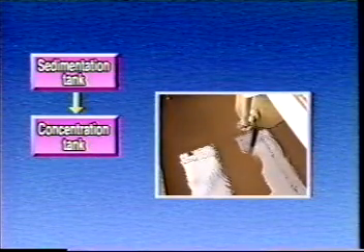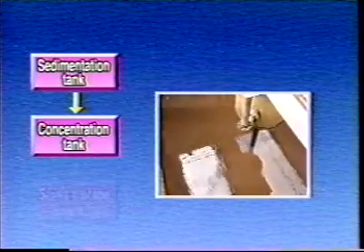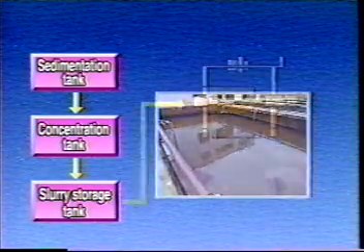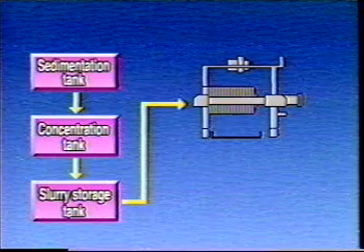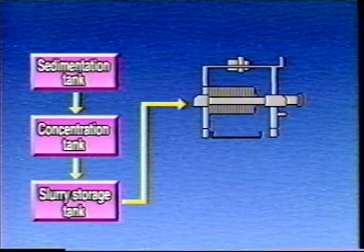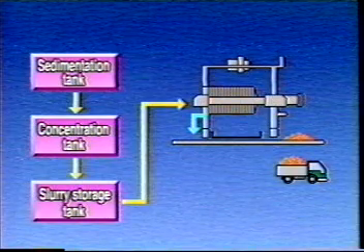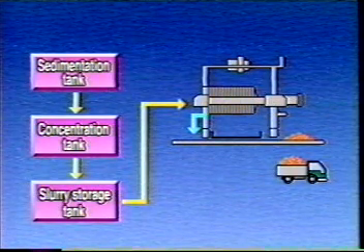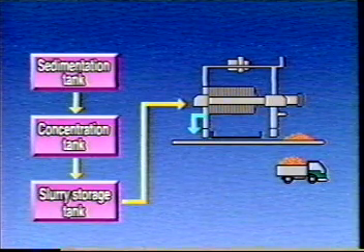After the slurry is concentrated in the concentration tank, it is temporarily sent to the slurry storage tank. The slurry is filtered and compressed in the filter press, separating it into filtrate and cake. The separated cake is then carried on a belt conveyor to the cake hopper for temporary storage until it is carried out of the plant.